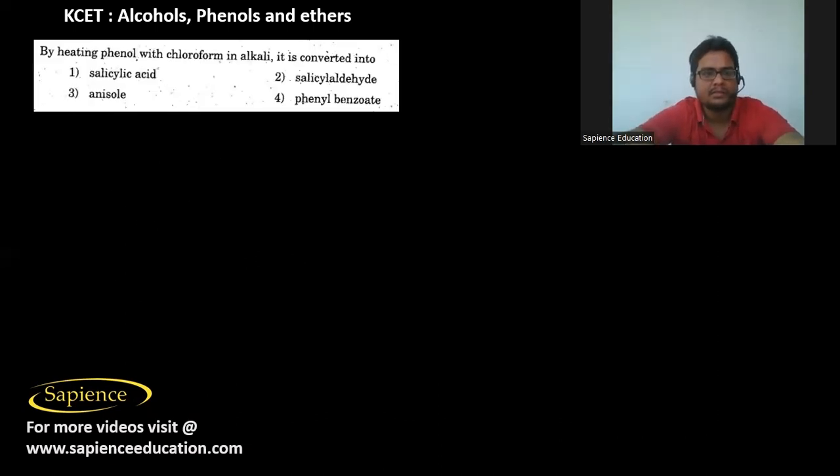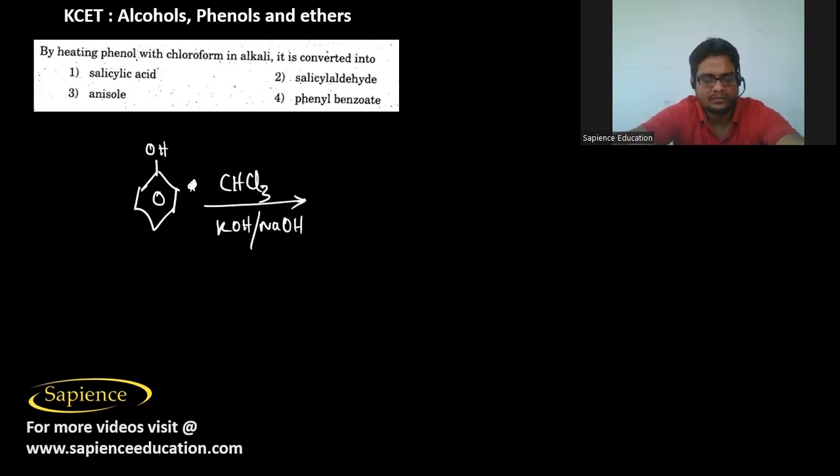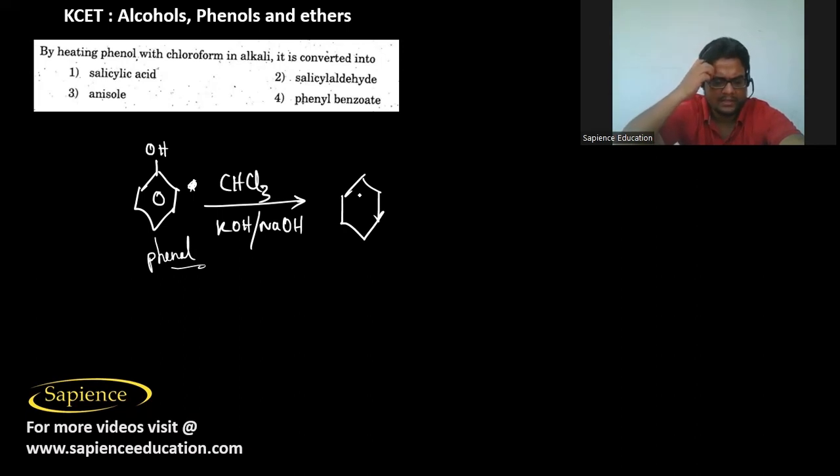Then it is told that by heating phenol with chloroform, CHCl3, in an alkali, which is let's say KOH, or I can take NaOH, it is converted to. So when phenol, C6H5OH, reacts with chloroform in the presence of an alkali, it is converted to salicyl aldehyde.